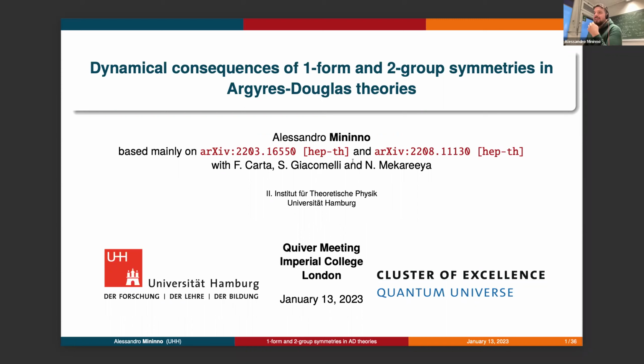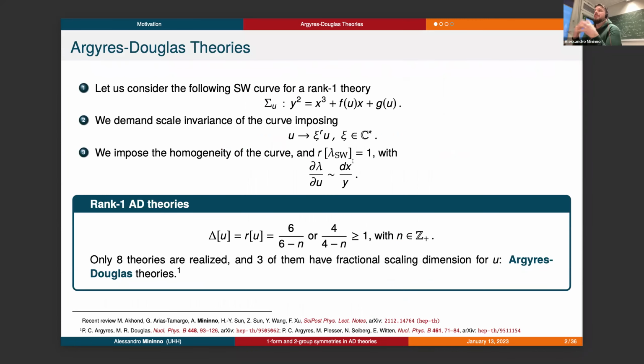So let's start this trip with me. First of all, since we are talking about Argyres-Douglas, the usual thing that I like to do is to take a general approach. You first start, for instance, with the Seiberg-Witten curve of a rank 1 theory. And a very modern way of saying it is that you require the parameters to be scale invariant, up to a certain C-star action.